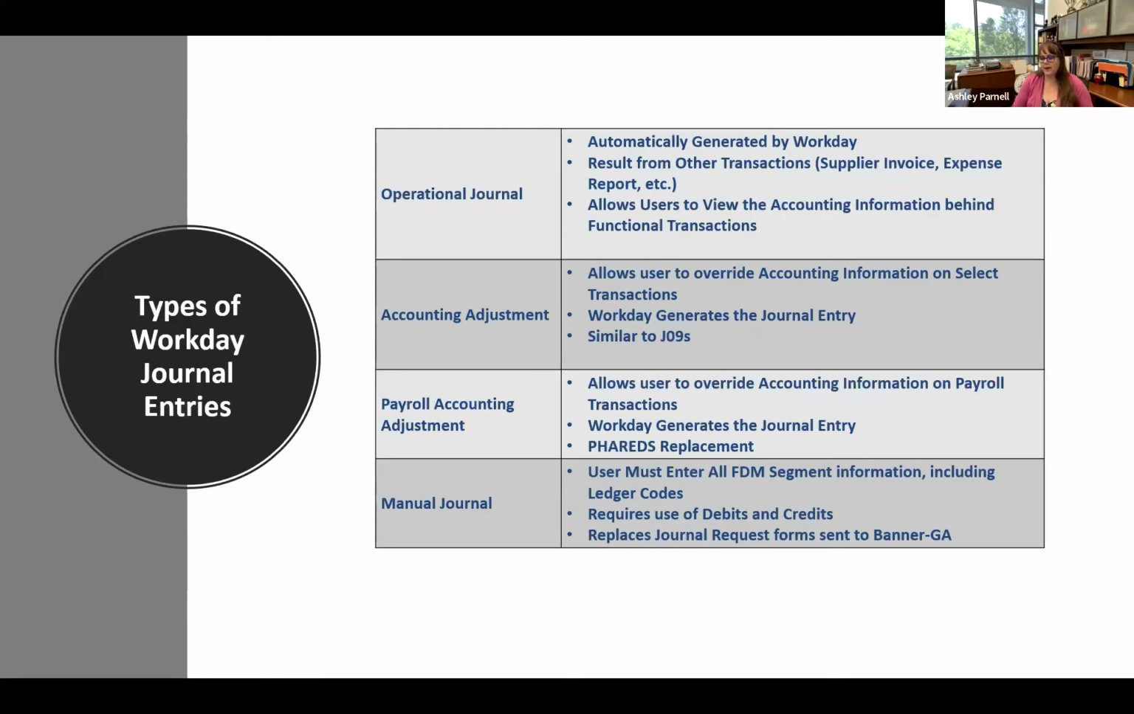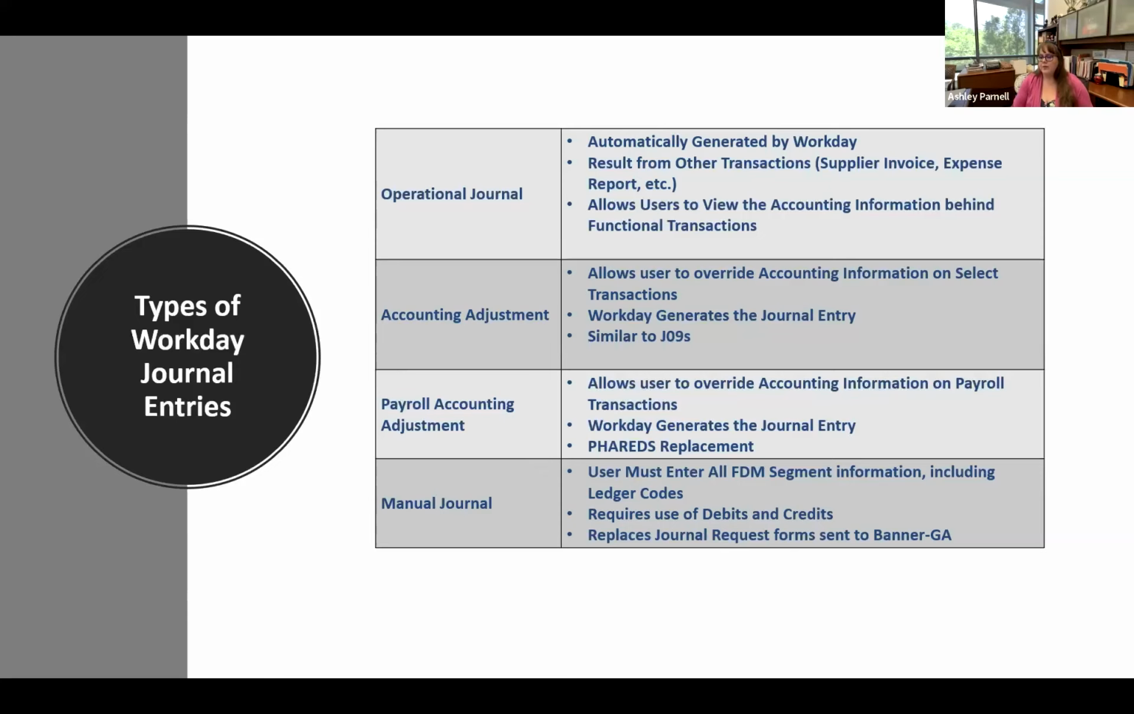The payroll accounting adjustment is also in Workday a type of journal. It allows you to override the key, the cost center, all of that on the actual payroll itself. So Workday is going to generate the journal for you. You don't have to know your debits and credits. Workday will take care of that.